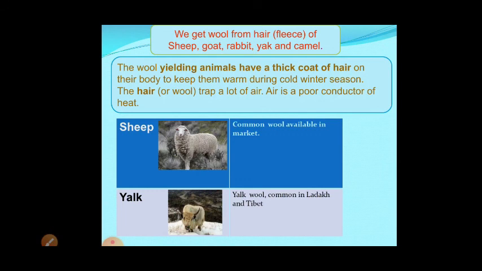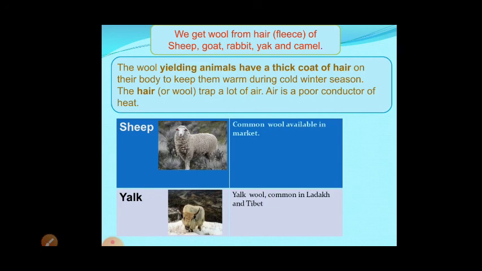So why do all these animals have this thick hair? Because already we have learned that wool keeps our body warm. Similarly, this wool keeps the animal's body warm during the winter season, because if you observe, most of these animals are there in the cold region.